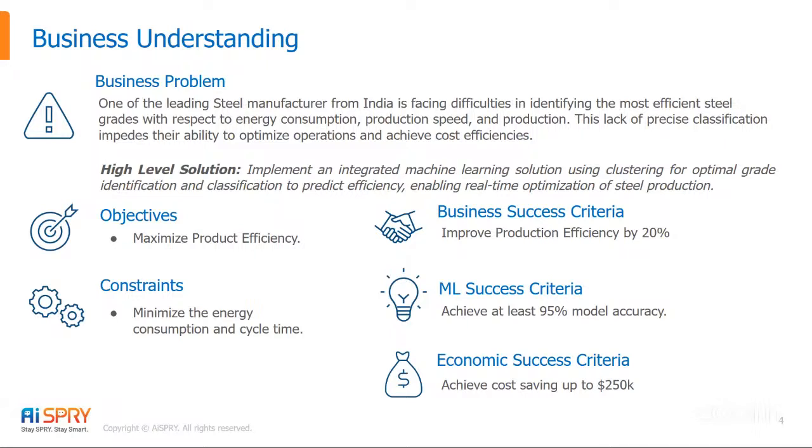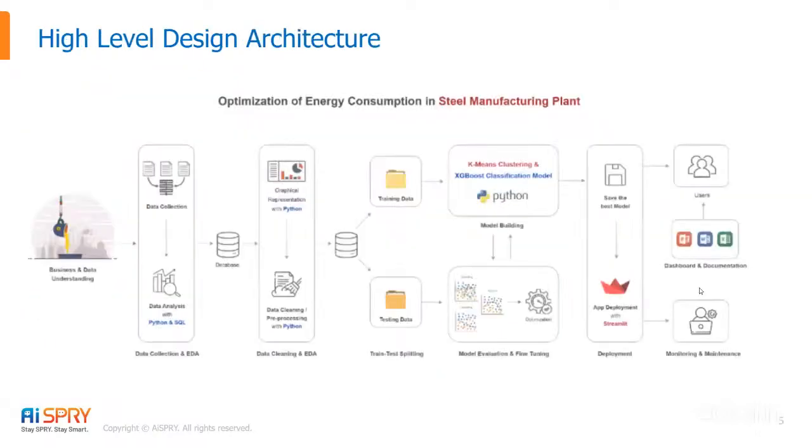Here we have some success criteria: business success criteria, ML success criteria, and economic success criteria. The business success criterion is to improve production efficiency by 20%, the machine learning success criterion is to achieve at least 95% model accuracy, and the economic success criterion is to achieve cost savings of up to $250K. For this business problem, we have implemented a high-level solution that integrates machine learning, using clustering for optimal grade identification and classification to predict the efficiency, enabling real-time optimization of steel production.